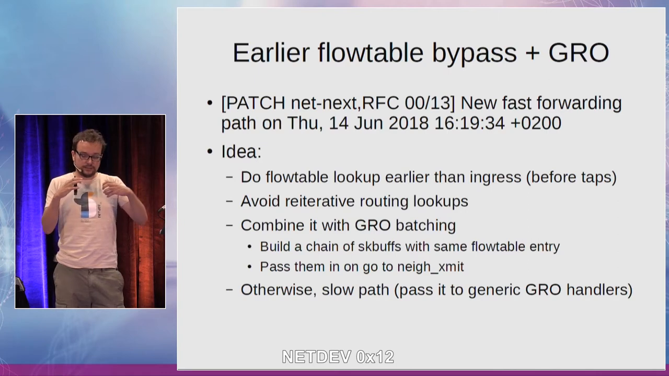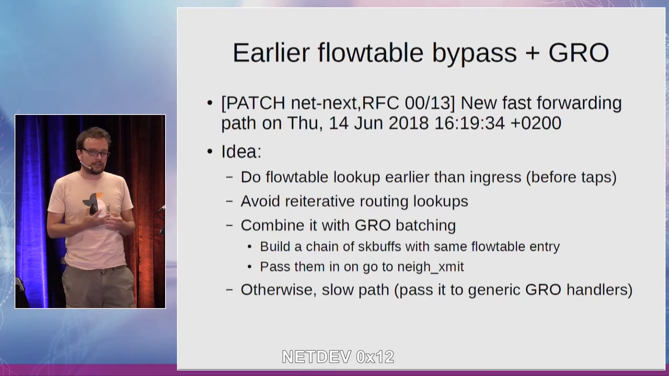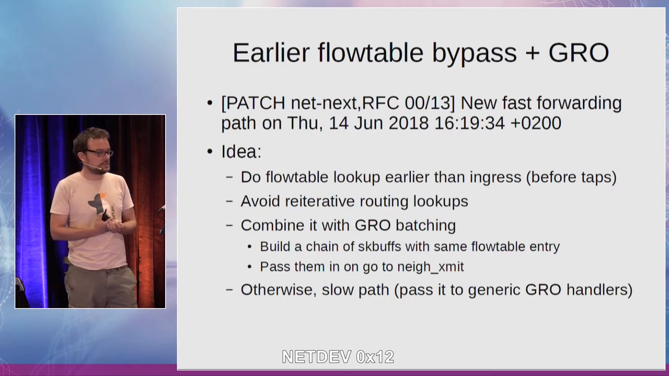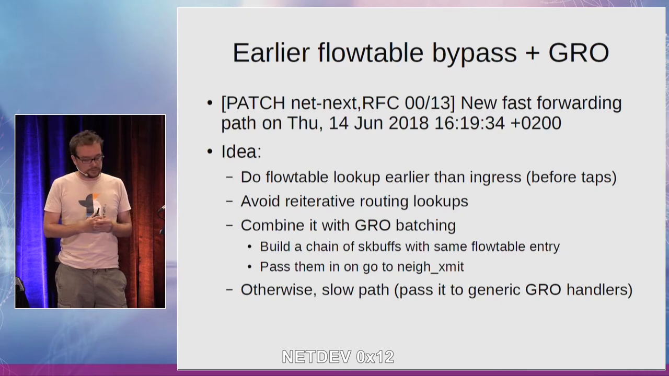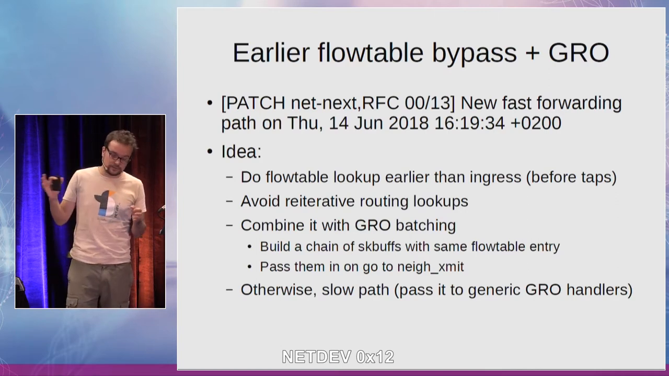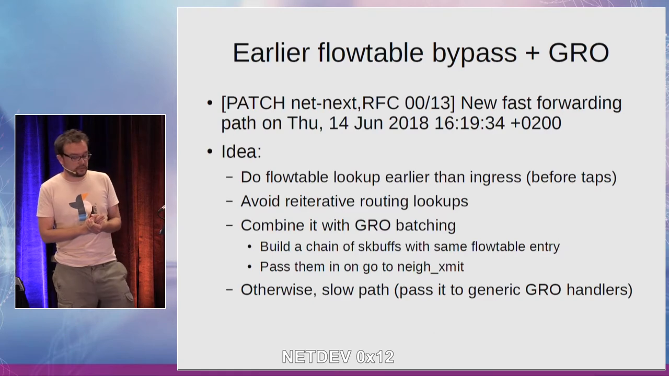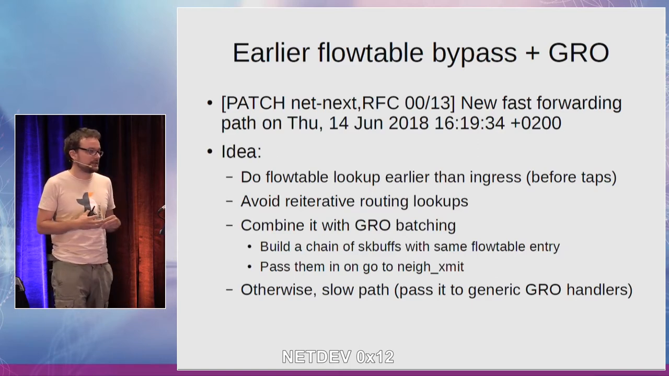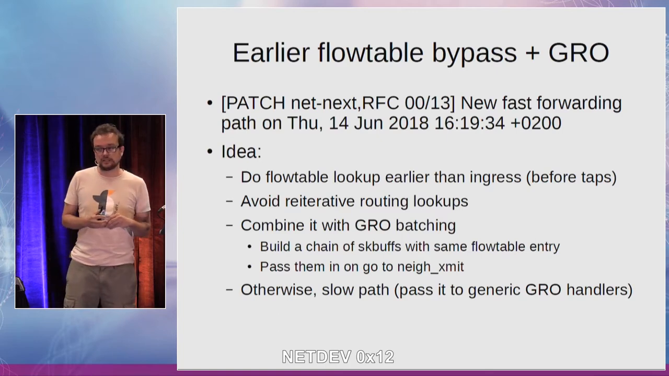So this chain of skbuffs is something that the classic forwarding path cannot handle. We would need to make way more changes to the classic forwarding path to take advantage of this new representation. So to keep it simple, given that this chain of packets was going to trigger lots of changes for the classic forwarding path, we just considered that they were going to follow the neighbor xmit path, and the classic forwarding path is not going to see them. And then, in case there is no match, there is no entry in the flow table, we just follow the slow path, that is, pass the packet to the generic GRO handler.